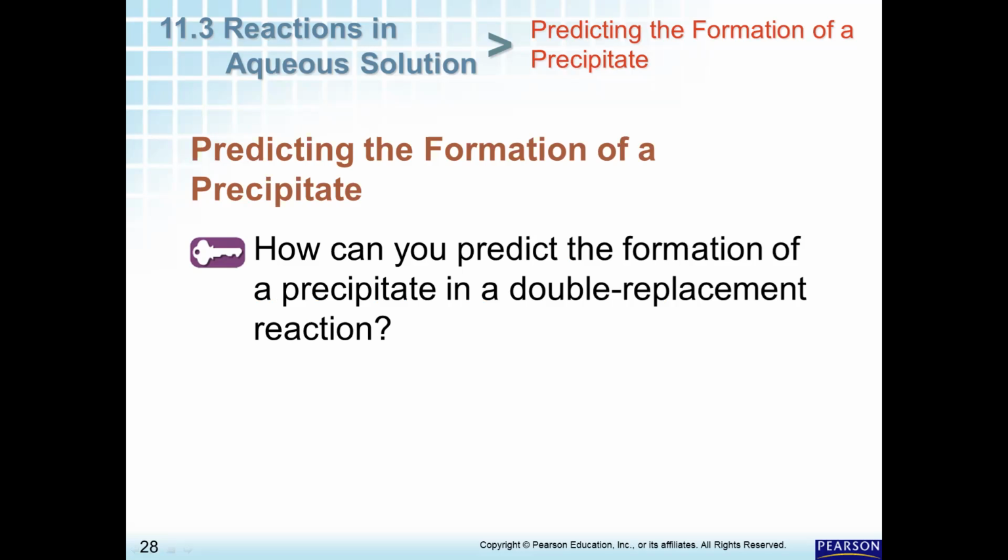All right, the second part, which is how to predict the formation of a precipitate, whether a precipitate is going to form or not. First of all, you do the double replacement. Then you look at the two products, and you follow the rules that I'm going to share with you now, and you decide whether one of them is going to be a precipitate or not.